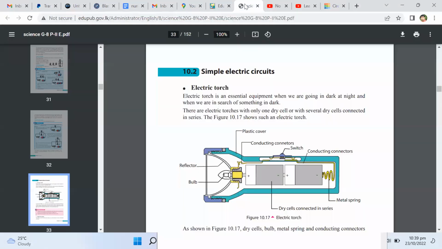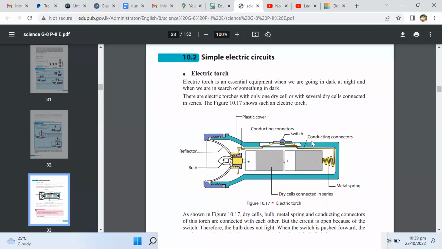Let's move to the lesson now. Electric torch. An electric torch is essential equipment when going out in the dark night, right? It has a bulb, and it's a very simple thing: a switch, and the batteries connected serially. Serially connected batteries, a bulb and a switch.